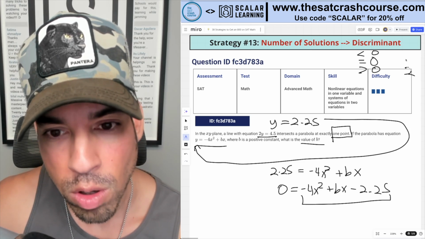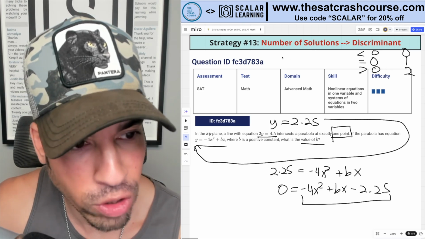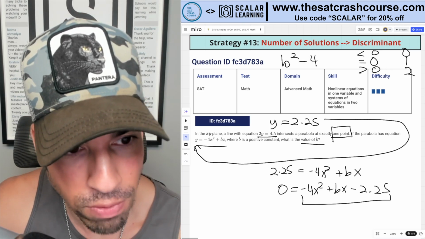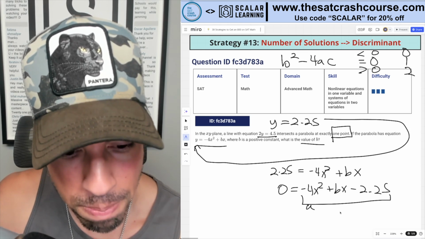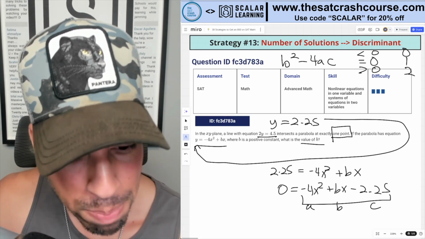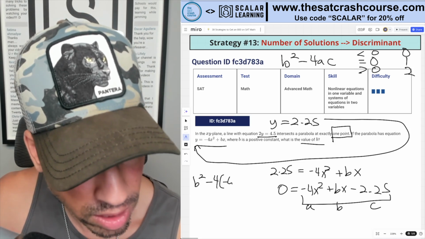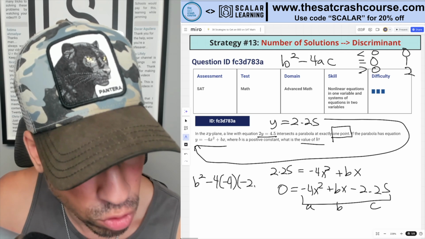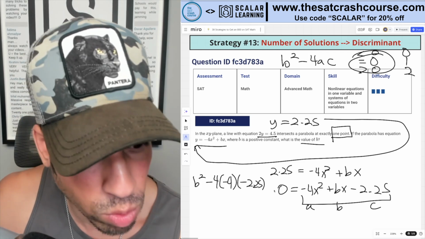So this is 2, 1, and none. And what is the discriminant? Just a quick refresher. It is b squared minus 4ac, where a is the coefficient of x squared, b is the coefficient of x, and c is that standalone constant. So here we go. B is literally b here, so b squared minus 4, a is negative 4, and c is negative 2.25. And of course, since we're trying to get one solution, this needs to equal 0.